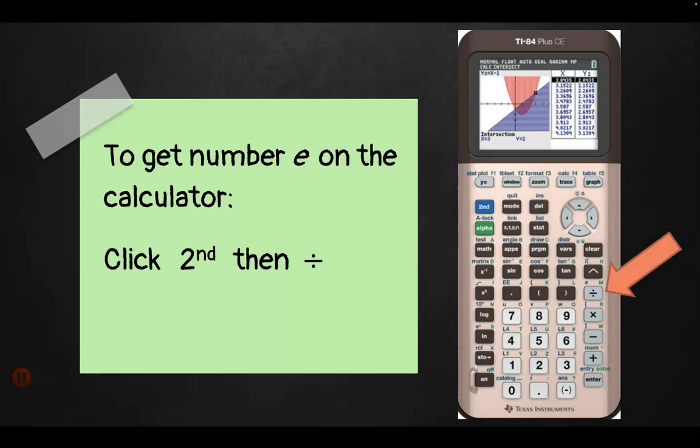Now, you can find the number e, that 2.718, on your calculator. So if you press the second button here, and then you press the division sign, you're going to get the number e.